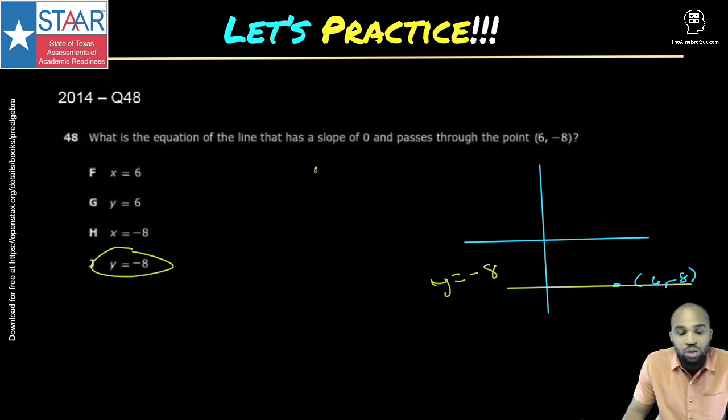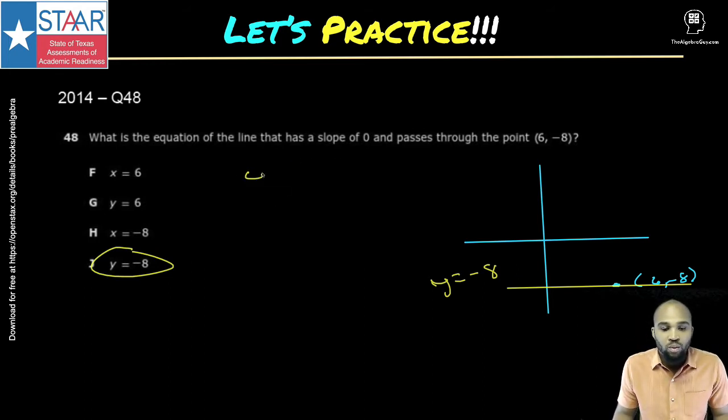Now, if you wanted to work it out, you could. You could go y equals, actually, let me back up a little bit. Yeah, y equals mx plus b. You could use that. And you could say my slope is 0. My x is 6.